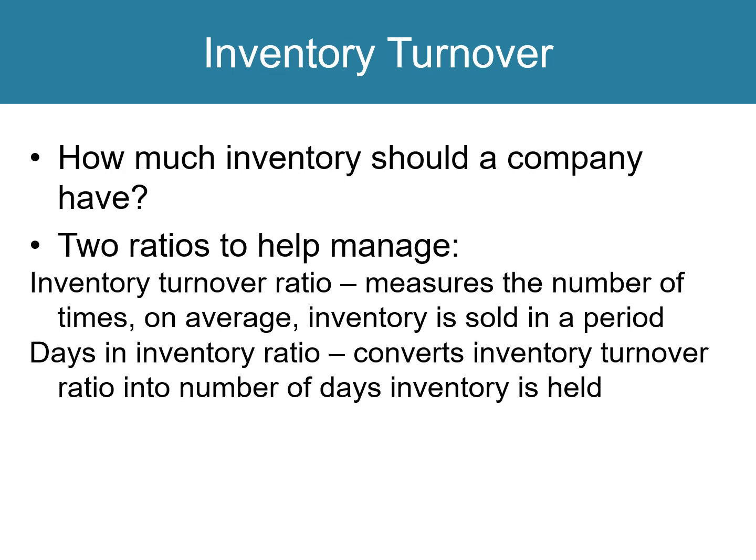Inventory turnover is what helps us to determine how much inventory a company should have. We use two ratios to help us to manage this, and they are inventory turnover ratio, which measures the number of times on average inventory is sold in a period. Also, the days in inventory ratio, which converts inventory turnover ratio into number of days inventory is held. We'll now have a look at these individually.